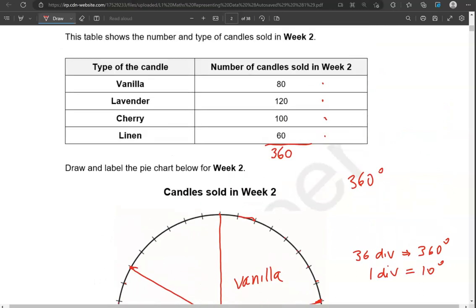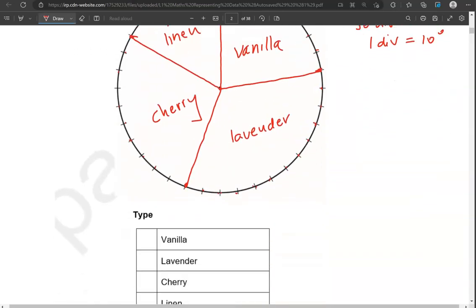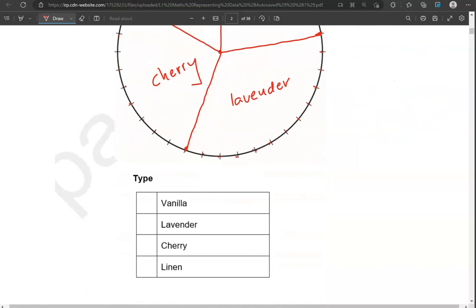And finally, we have linen, so that is 60 degrees. We should have 6 divisions for this, so let's double check. We have 1, 2, 3, 4, 5, 6. So that is correct. Now you can color these in, whatever colors you want to give them. Just make sure you include the colors here in the key. So if you color in the vanilla sector in red, you do this in red. In my case I haven't colored them in, so I'm going to take it off.